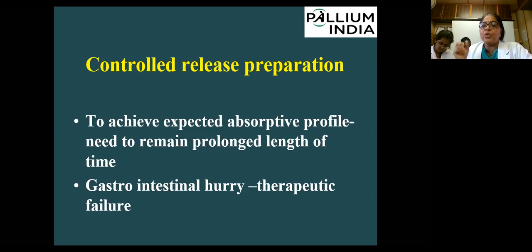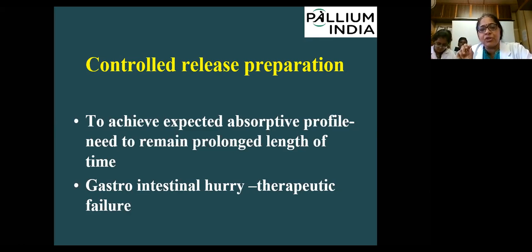Because the entire dose gets released at the same time, they have spikes of drowsiness and spikes of pain. So be very careful when you choose your patient for a controlled release preparation. Make sure that they're able to swallow the drug and that the drug remains there and gets absorbed. Whenever there is gastrointestinal hurry, there will be therapeutic failure. When the patient has a Ryle's tube, he cannot take a controlled release preparation.